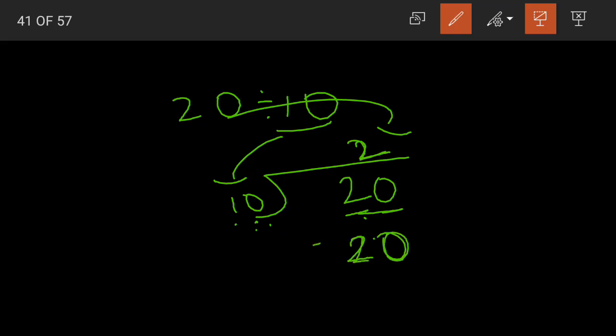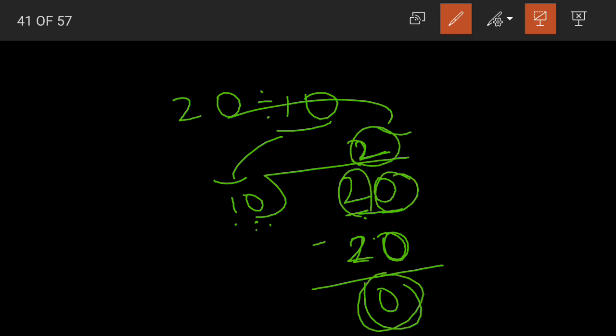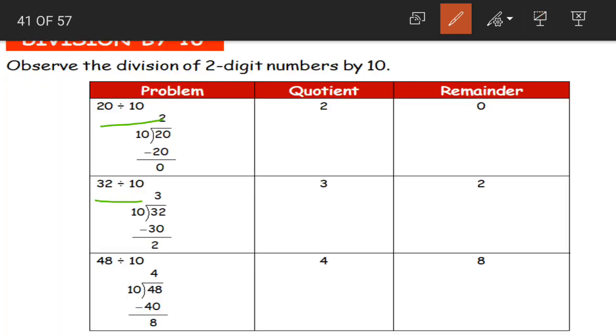Next step would be what? Subtract. 20 minus 20 gives us 0. So from this 20 what did we get? 2 is our quotient, 0 is our remainder. Yes. Next, 32 by 10.